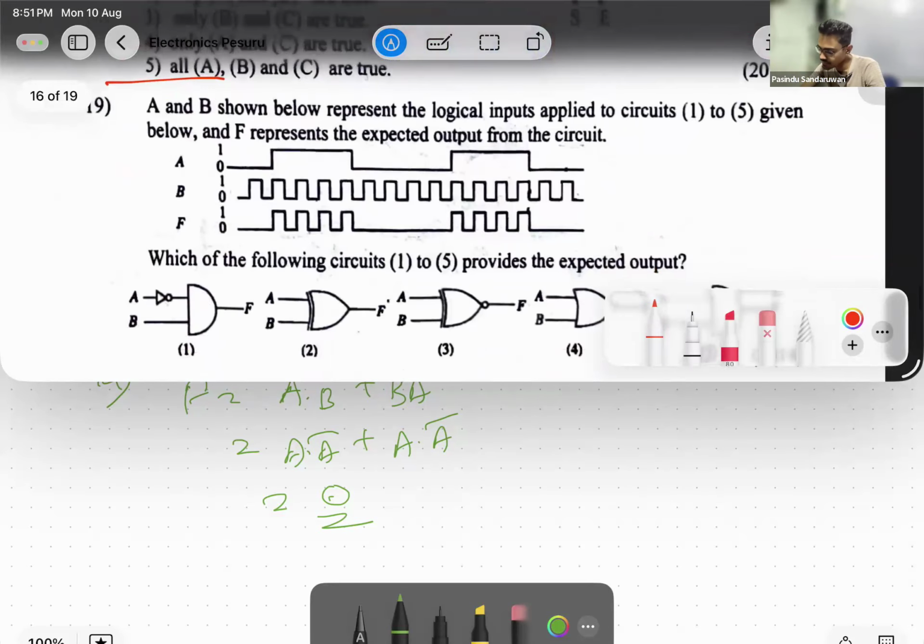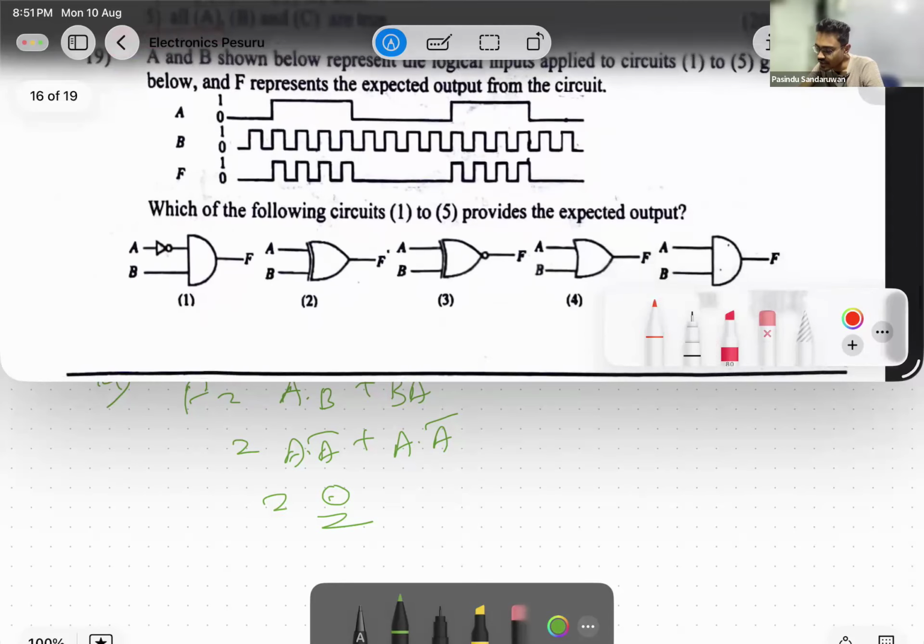19. A and B shown below represent the logical inputs applied to circuits 1 to 5 given below, and F represents the expected output from the circuit. Which of the following 1 to 5 provides the expected output?